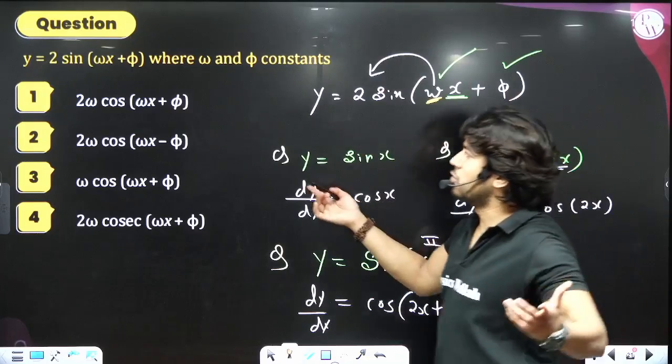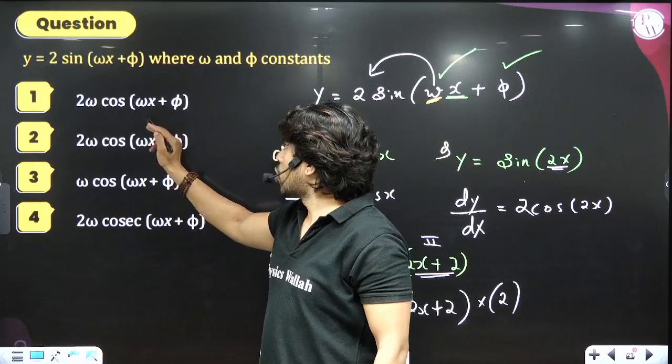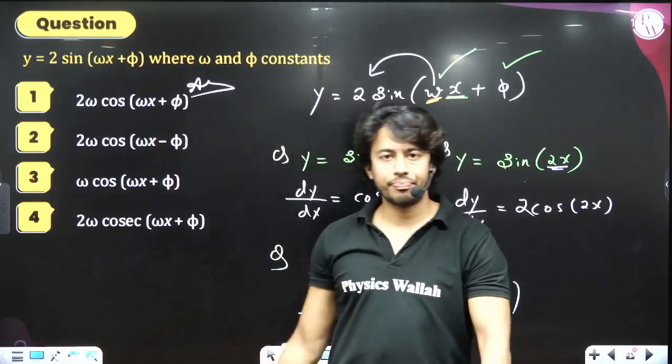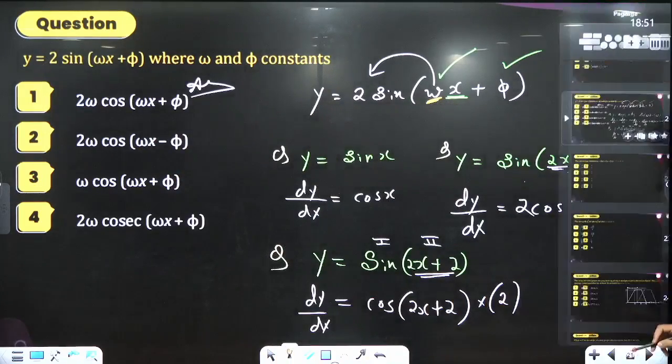So orally we can do this. The differentiation of sin is cos, and the omega comes out. So 2 omega cos of omega x plus phi. So this is the answer. Is this point very clear? Let's take the discussion ahead.